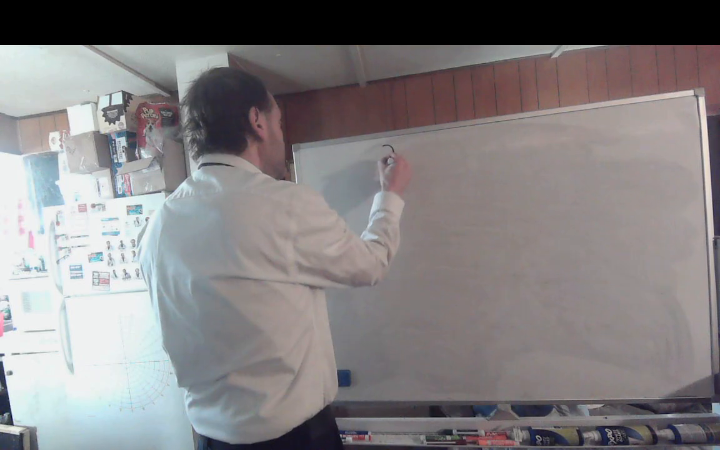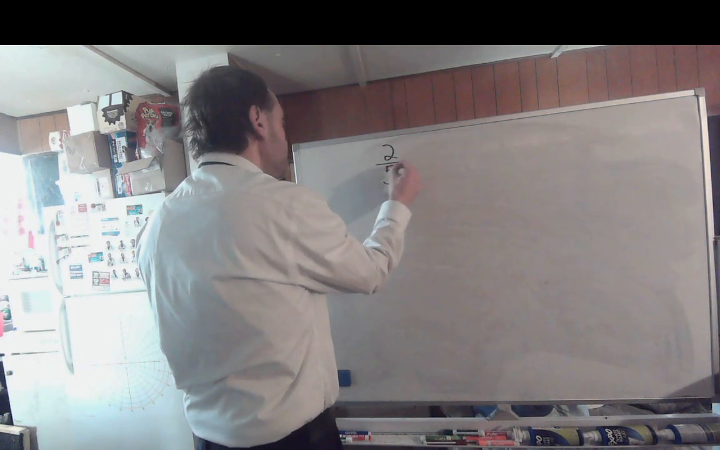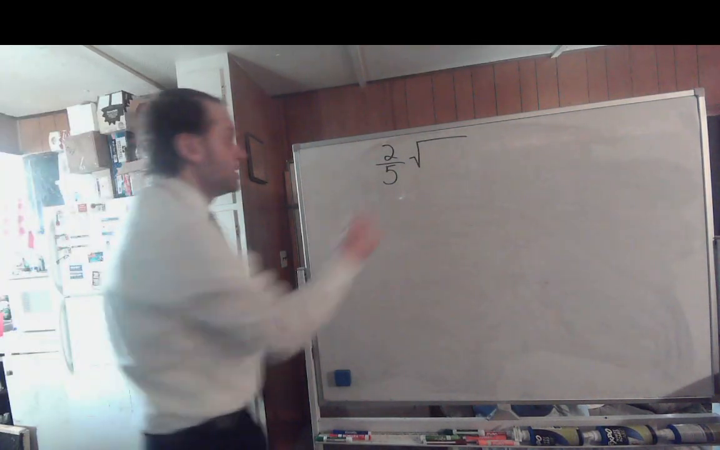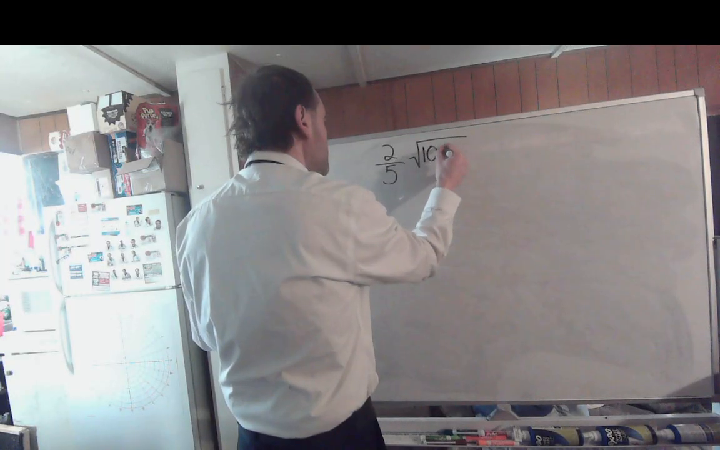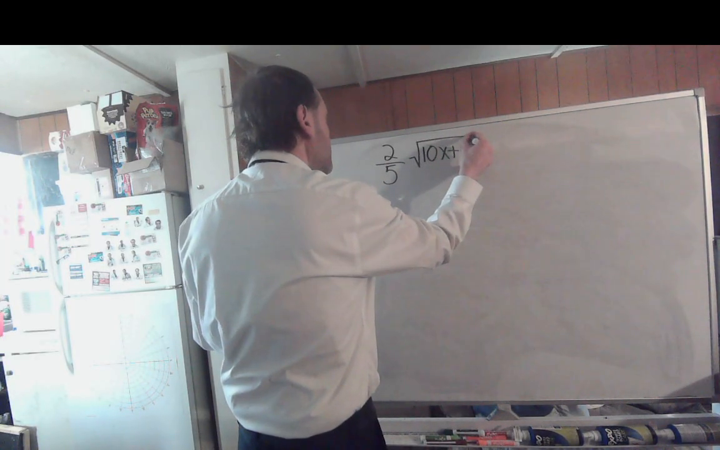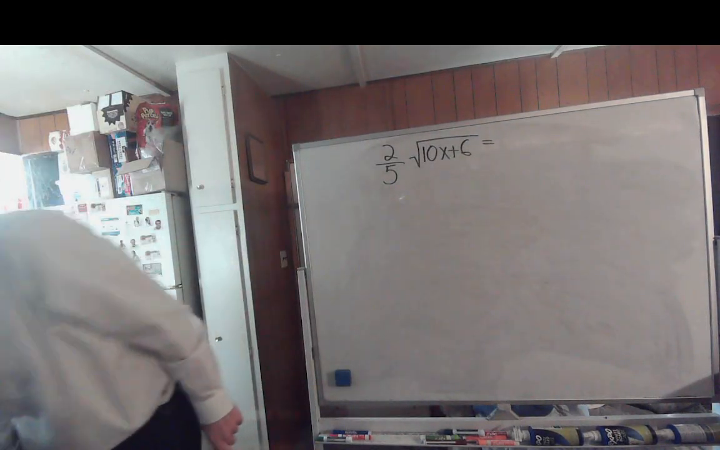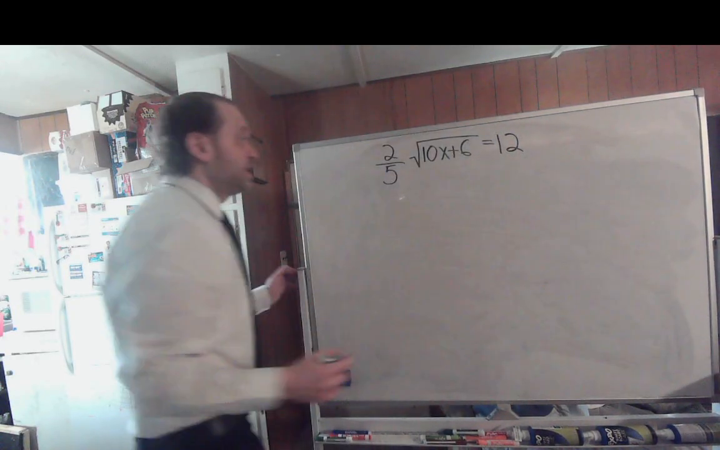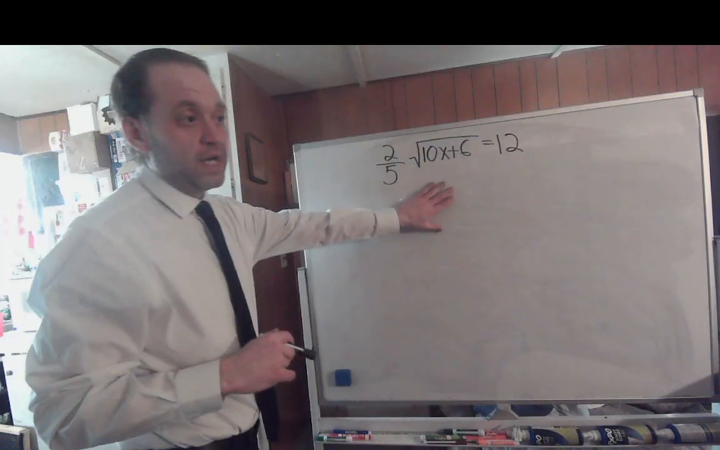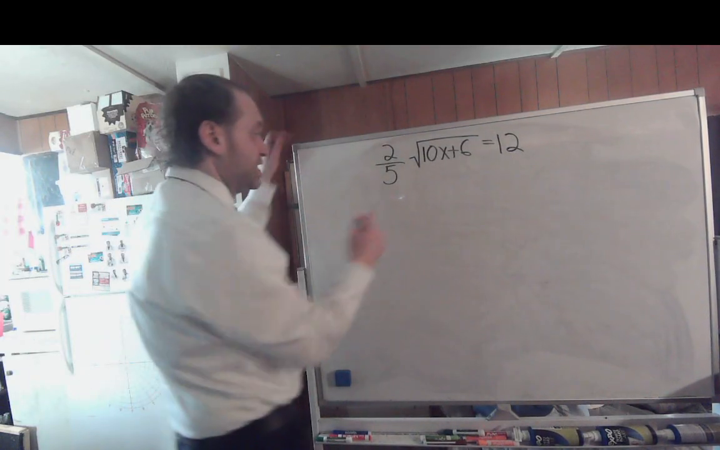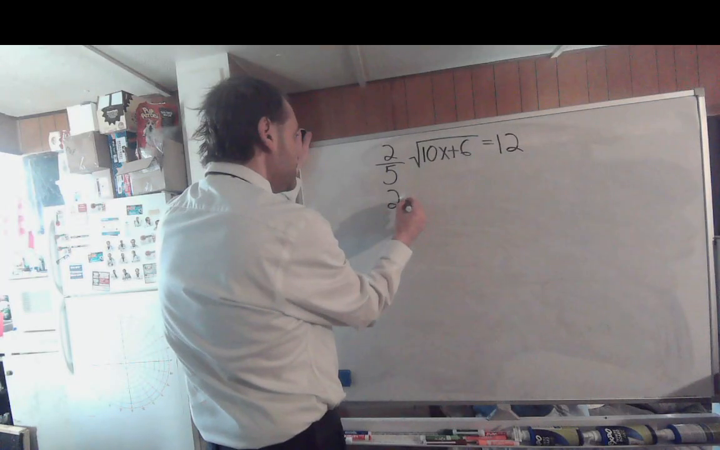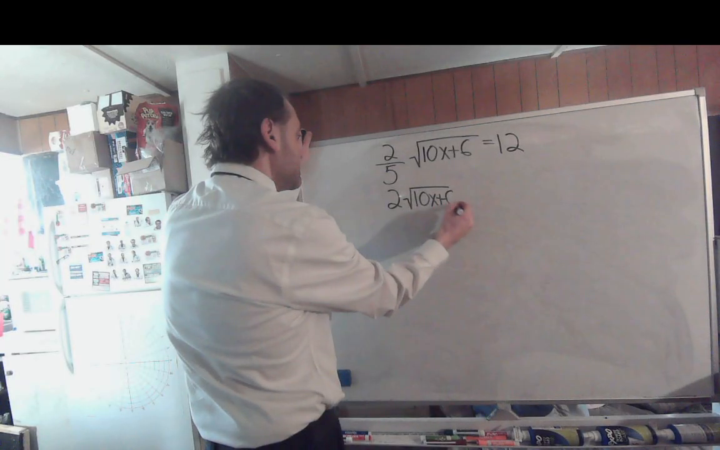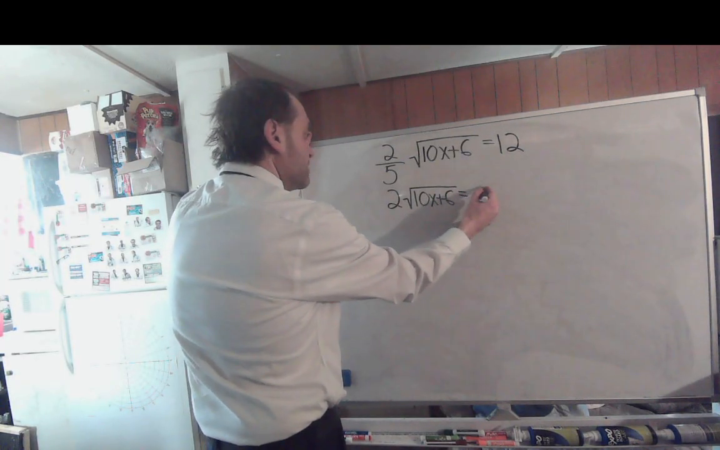Alright, let's spice it up a little bit. We have 2/5 times the square root of 10x plus 6 is going to be equal to 12. Well, I think it's safe to say we want to get that square root by itself, right? So multiply both sides by 5 first. You end up getting 2 times the square root of 10x plus 6 is equal to 60.